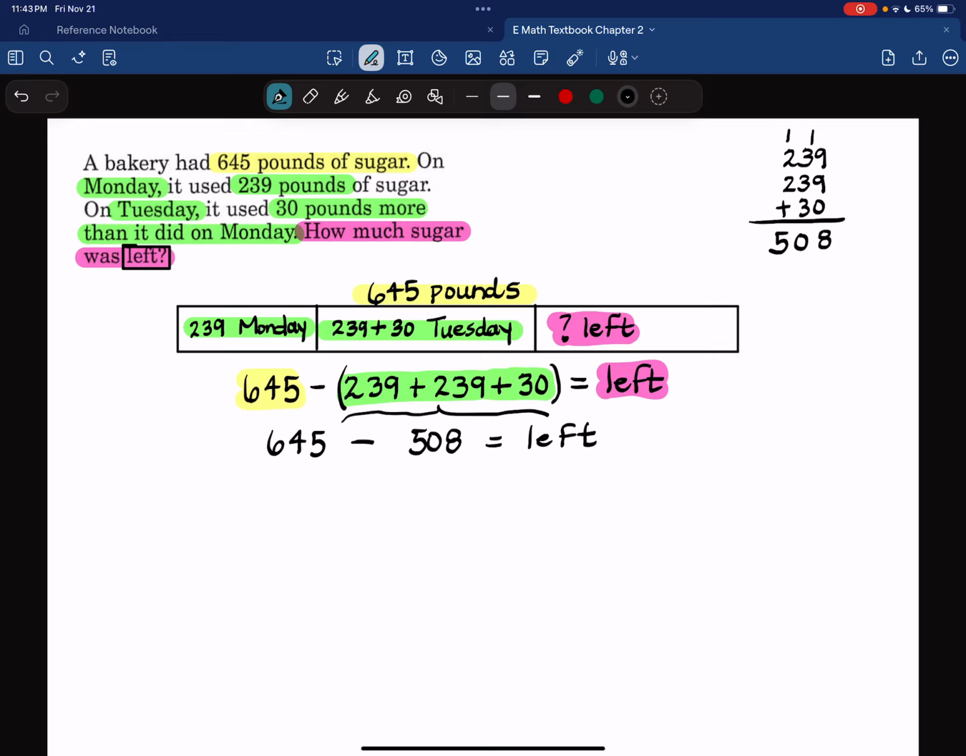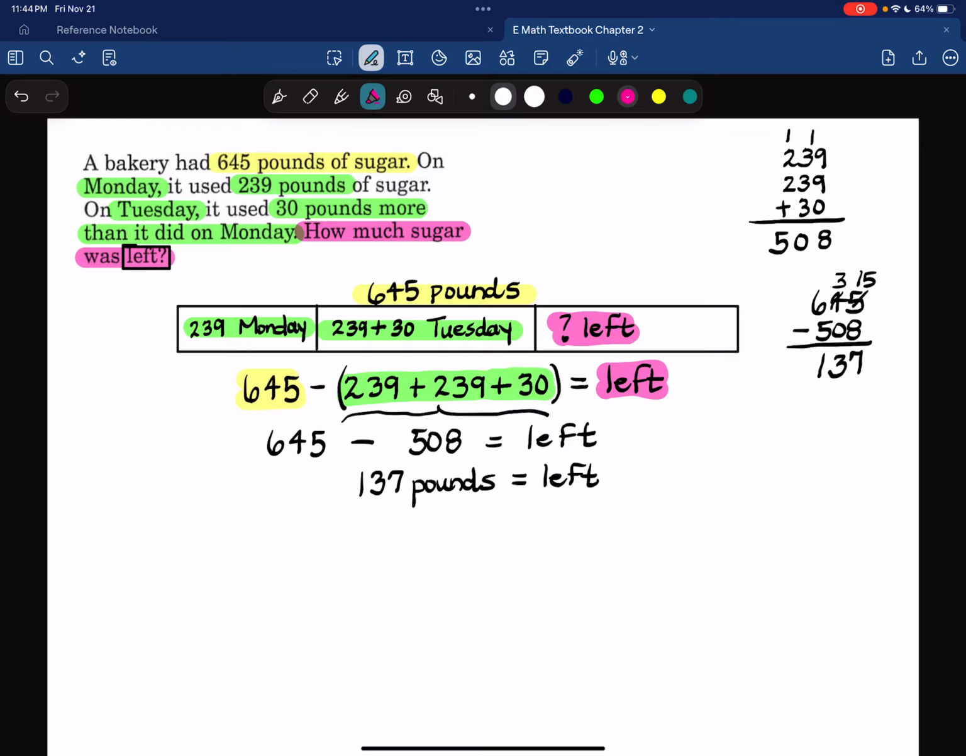So I need to do the 645 minus the 508. And that will give us a situation where we have to borrow. 15 minus 8 is 7. 3 minus 0 is 3. And 6 minus 5 is 1. So 137 pounds is what we had left.